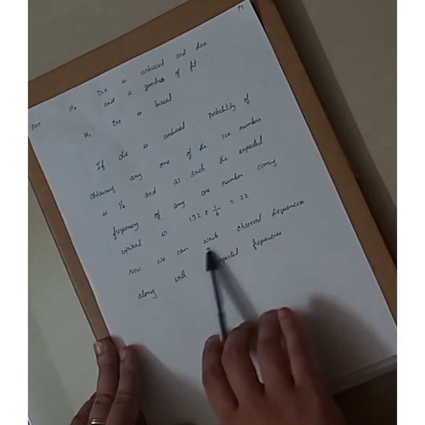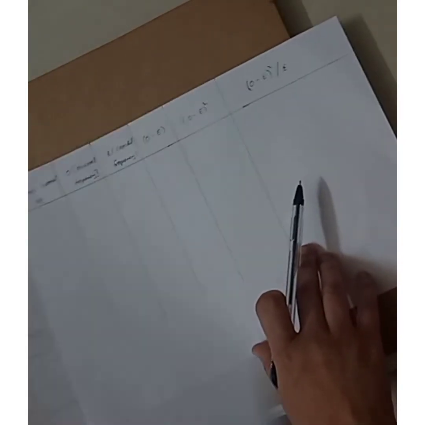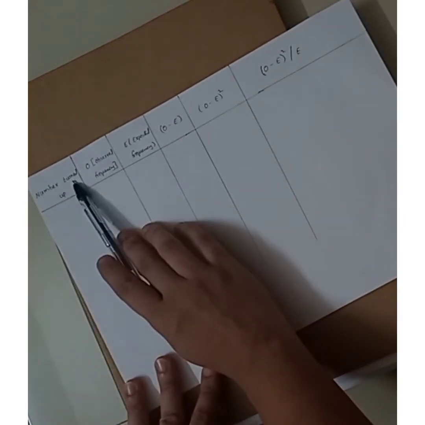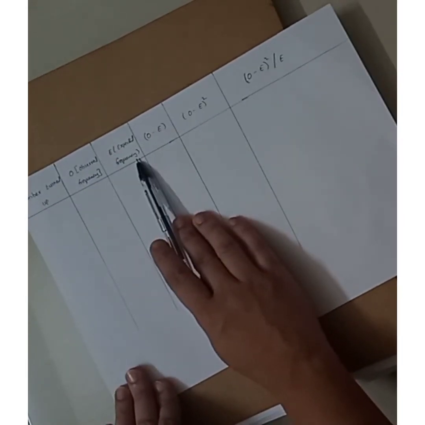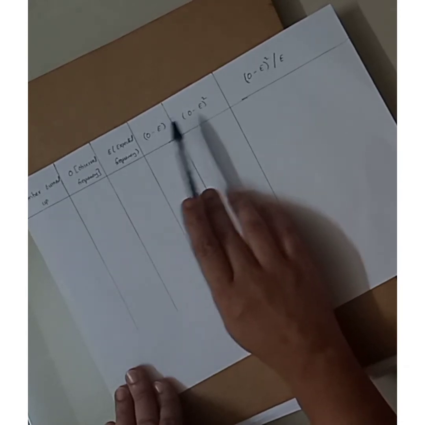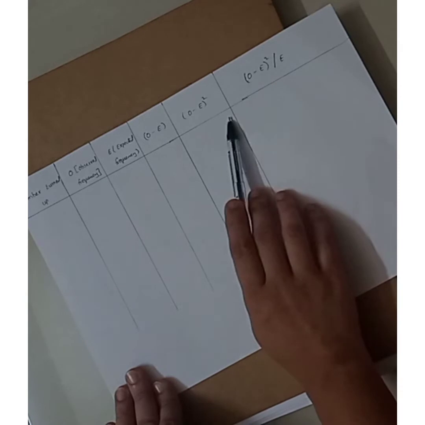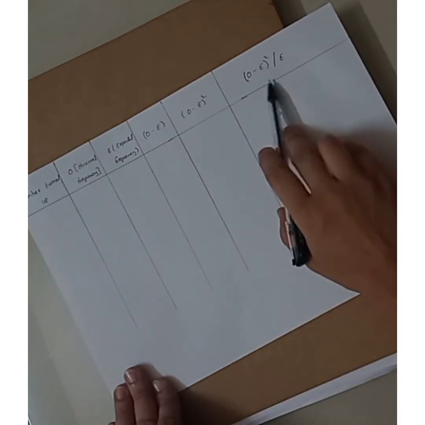As of now, the expected frequency is 22 for each number, so we can write down the observed frequency along with the expected frequency. I have drawn a table. This table shows the number turned up, observed frequency, expected frequency, then O minus E, that is observed minus expected, then O minus E squared, and O minus E squared divided by E. This is the same as how we put it in the formula: chi-squared is sigma of O minus E squared divided by E. Put it in tabular form so it is easy for you to calculate.